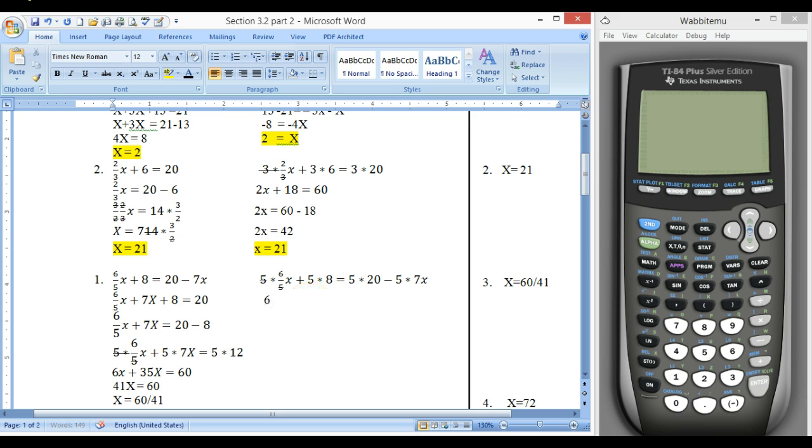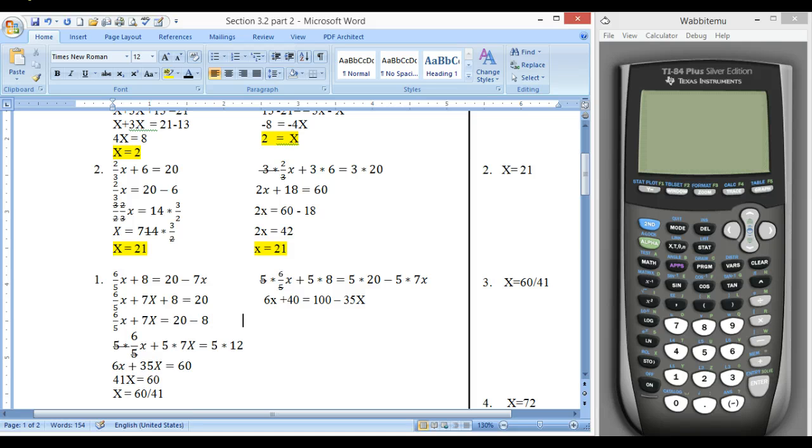What's left here? I have 6x plus 5 times 8 is 40 equals 5 times 20 is 100 minus 5 times 7 is 35x. And then we just do what we did before. Combine all the x's on one side, everything without the x on the other. So I'm going to do the opposite here, which is add 35x. So I'm going to come down to my next one.